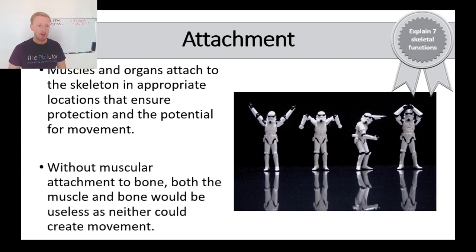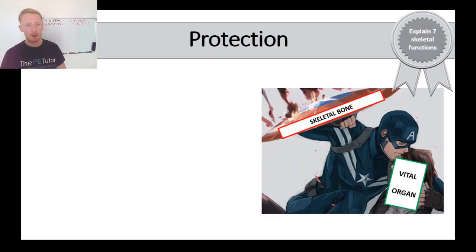So there we go. Without muscular attachment to bone, both the muscle and bone would be useless, as neither could achieve a movement that we see as being productive. So a muscle contracting would just contract in on itself. A bone without muscle would just sit there. So it's the combination of the two that allows us to produce the movement actions that we complete in our daily lives. Third one, protection.